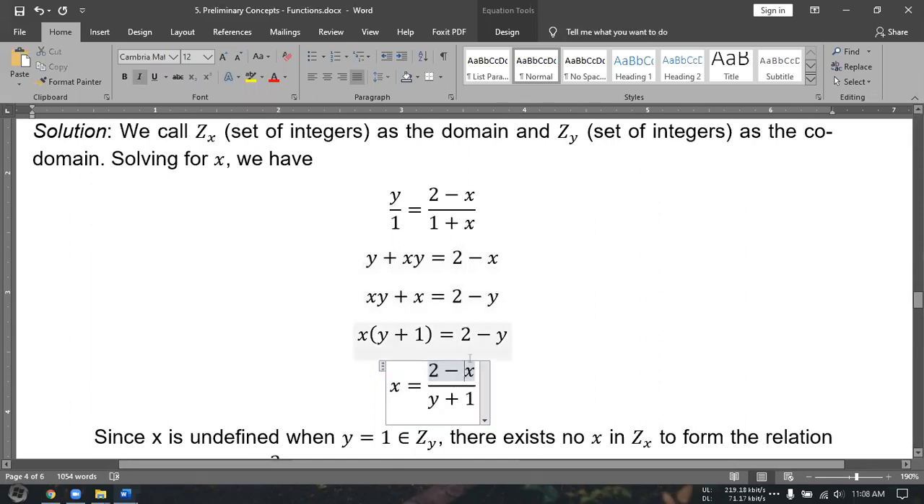Sorry, this should be y. See, this is negative y. Yeah, this is 2 minus y over x plus 1. Thank you for your observation.